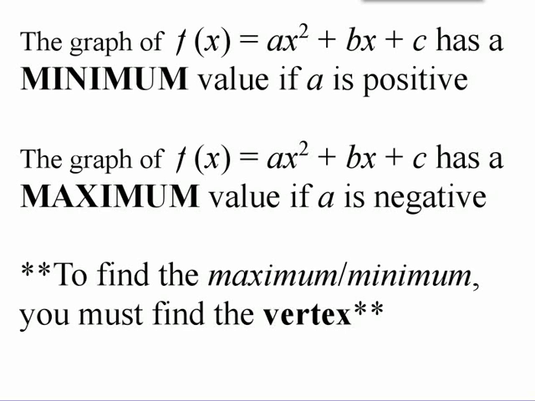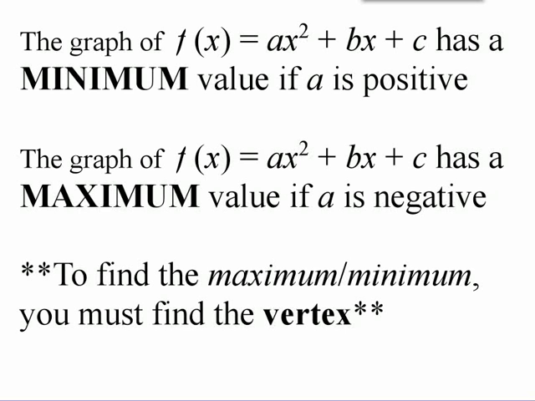So if you notice the very first statement, you're going to need to switch something. It says the graph of f of x equals ax squared plus bx plus c has a minimum value if a is positive. You're going to need to change that. Okay? Has a minimum value if a is positive. So change it.